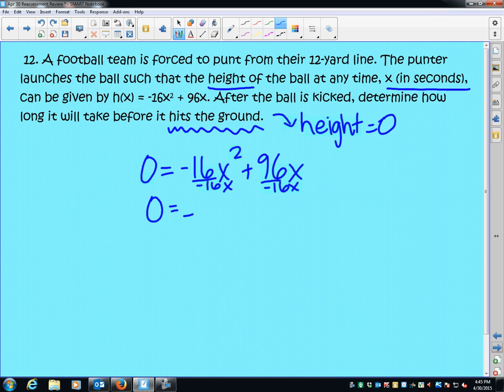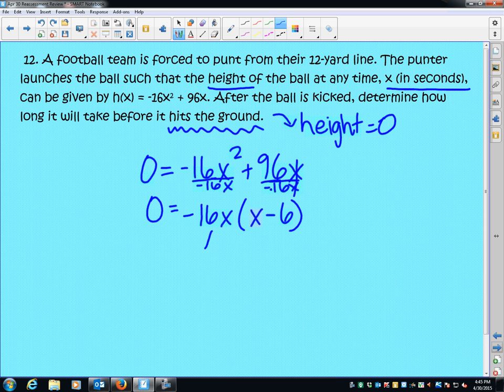So we need to take out not only a GCF numerically, but with a variable as well. So negative 16x. So we will be left with x, and then 96 divided by negative 16 gives us negative 6. I just had a little brain lapse there, because a positive divided by a negative is a negative, and the x's will cancel there. All right, so now please do not leave it like this.